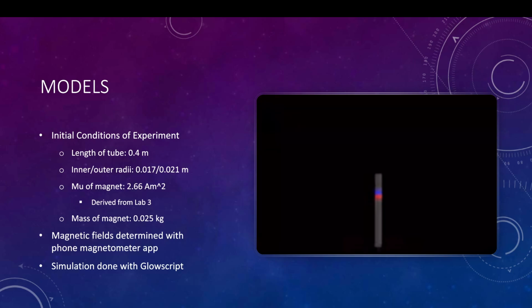For the models, the experimental tube had a length of 0.4 meters, an inner radius of 0.17 meters, and an outer radius of 0.21 meters. The magnetic dipole of the magnet was 2.66 amp-meters squared, which was derived from Lab 3. The mass of the magnet was 0.025 kilograms. The magnetic fields of the magnet were determined with the phone magnetometer app, and the simulation was done with GlowScript.